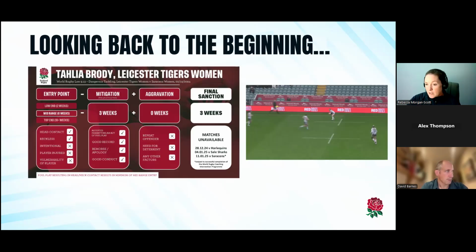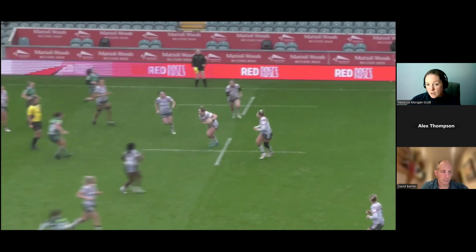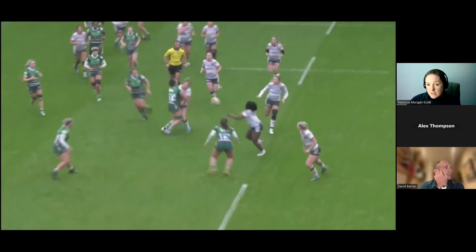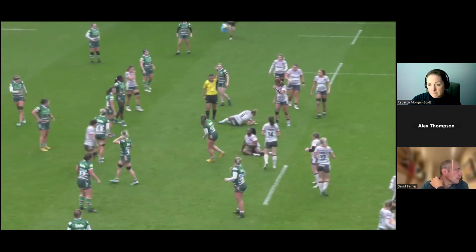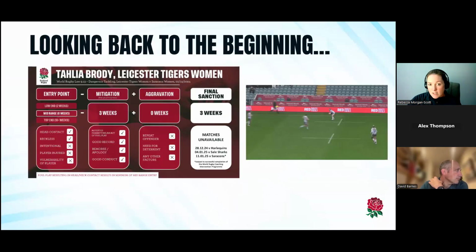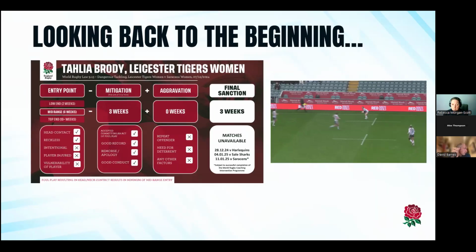So just going back to the clip we showed right at the very beginning. If I just play it through again, just to show you. So this was the tackle on Marley Packer by Talia Brodie. So this is a red card that was accepted. The player accepted the red card was rightly given. It was a mid-range starting point.